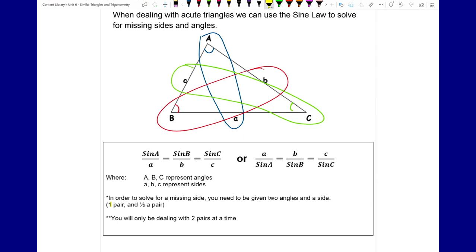However, when we do solve these problems, we are looking for that full pair and that half pair like we mentioned in the last lesson, and we will only be using two pairs at a time. So even though all three are equal to each other, we're only going to be using two.